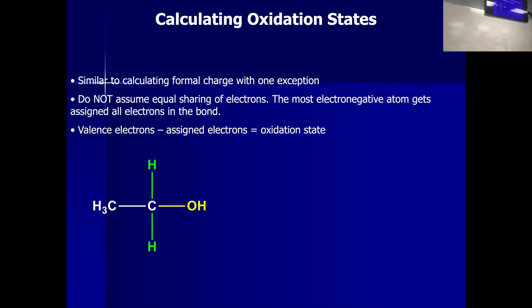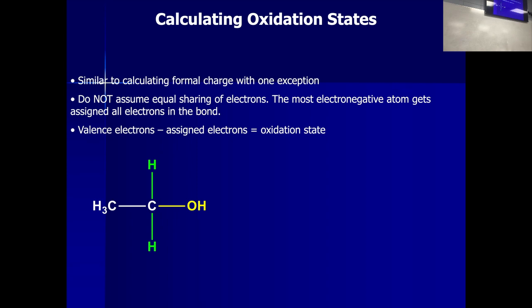All right. You all need to be able to calculate the oxidation states of alcohols. It's something that you're going to have to be able to do on an exam. I will give you a problem where I give you an alcohol or something like it and say, what's the oxidation state of the carbon? There is a difference between calculating an oxidation state and calculating formal charge, but they're similar. When we calculated formal charge, we assumed that electrons were equally shared. Oxidation state, you do not assume that the electrons are equally shared in a bond. That's the big difference.